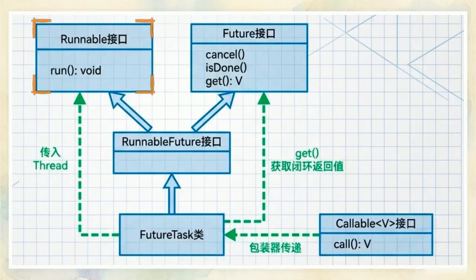This UML diagram illustrates the architectural bridge. Thread only accepts Runnable, not Callable. FutureTask acts as a wrapper, implementing Runnable so it can execute in a thread. Simultaneously, it implements Future, allowing the parent to invoke get to capture the return value.